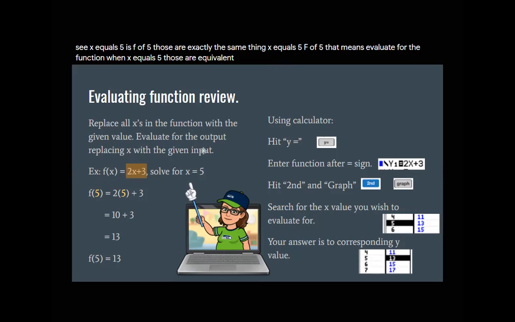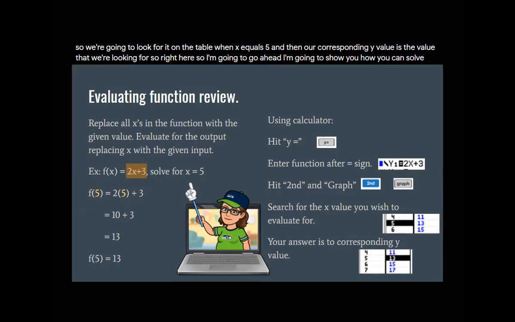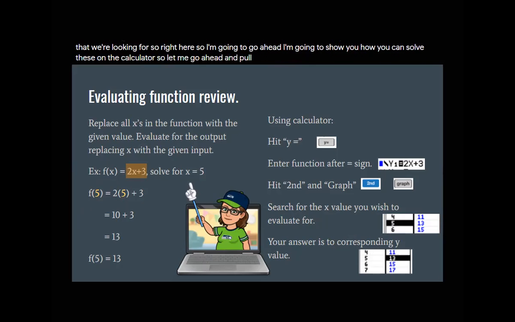And those are equivalent. When we take our test, and it's using function notation, you will most likely see solve for when it's f of 5 instead. So we're going to look for it on the table when x equals 5, and then our corresponding y value is the value that we're looking for. So right here. I'm going to show you how you can solve these on the calculator. So let me go ahead and pull up my calculator real quick.